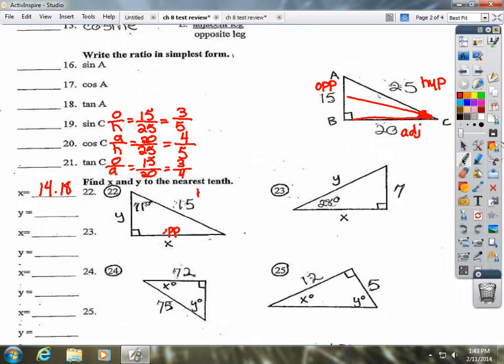I want the adjacent side because I want my y, and I still have my hypotenuse. So I'm going to use cosine because that uses adjacent and hypotenuse. Cosine of 71 equals my adjacent, which I don't know, over my hypotenuse, which is 15. Okay, and because this number's on the bottom, I'm going to go ahead and say 15 times the cosine of 71, sorry, 71. 15 cosine 71 equals 4.88.